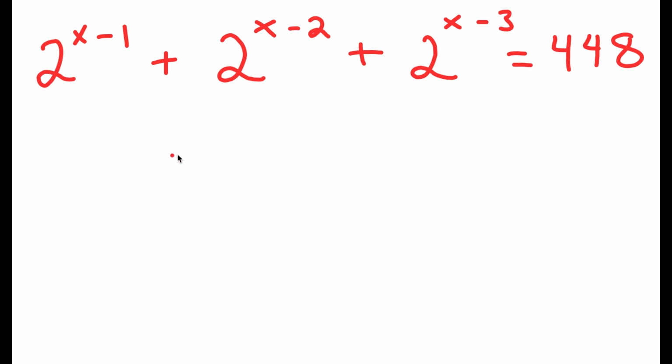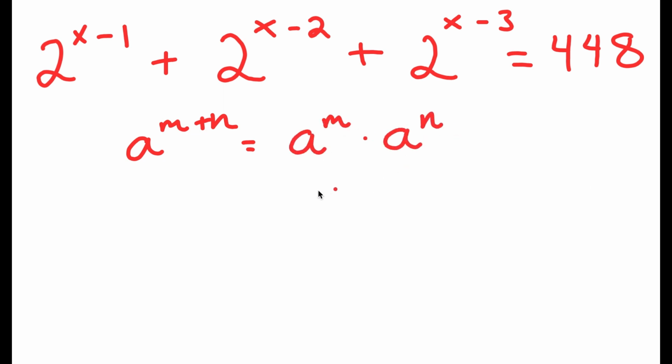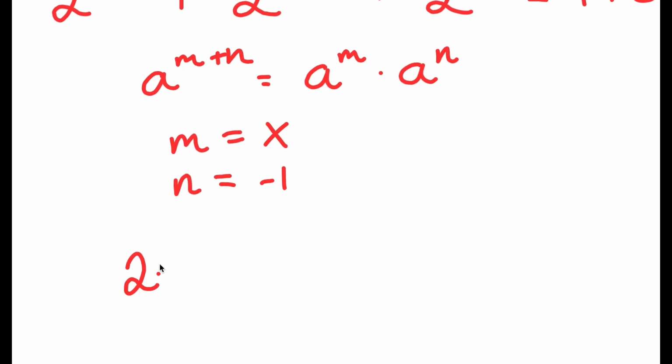Alright, so in this problem, I have 2 to the power of x minus 1 plus 2 to the power of x minus 2 plus 2 to the power of x minus 3 is equal to 448. So now if I have a to the power of m plus n, this is equal to a to the power of m times a to the power of n. So in this case, I have m here, this is equal to x, and n is equal to negative 1 for 2 to the power of x minus 1. So that's going to turn into 2 to the power of x times 2 to the power of negative 1.